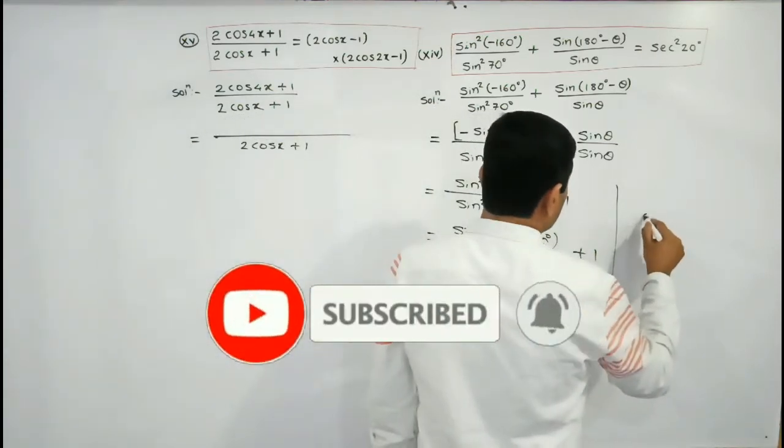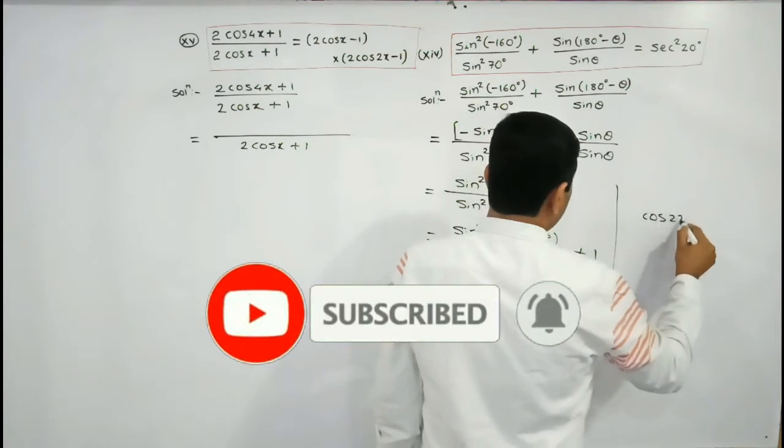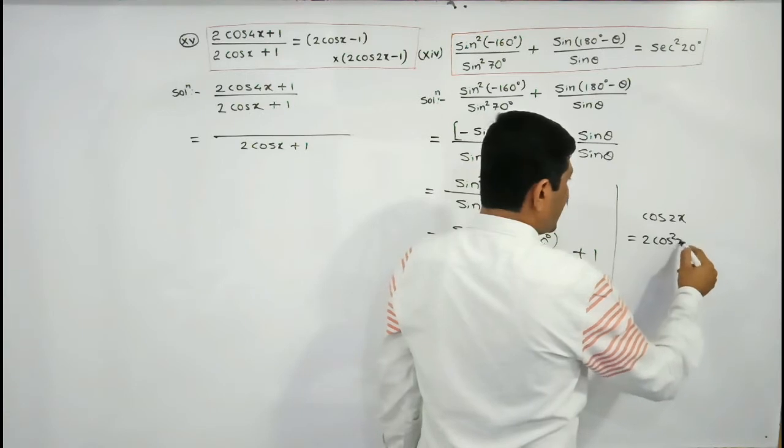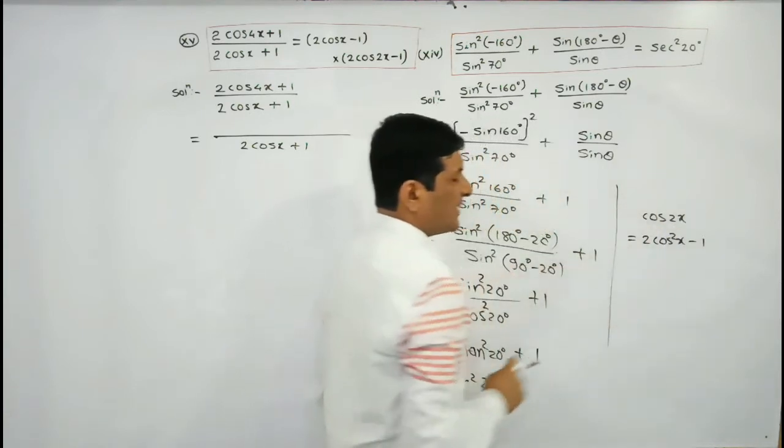So cos 2x can be written as 2 cos square x minus 1 according to the double angle formula.